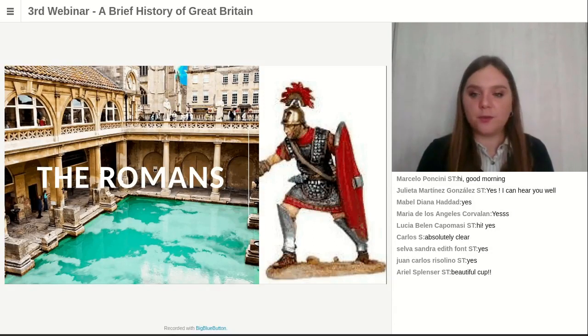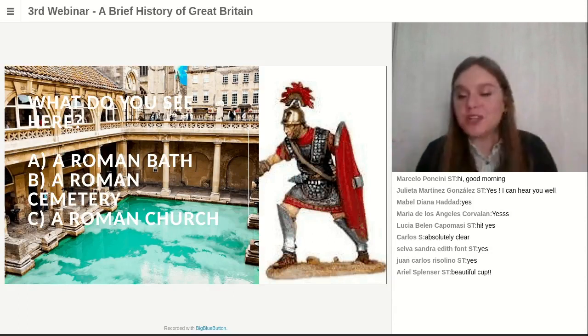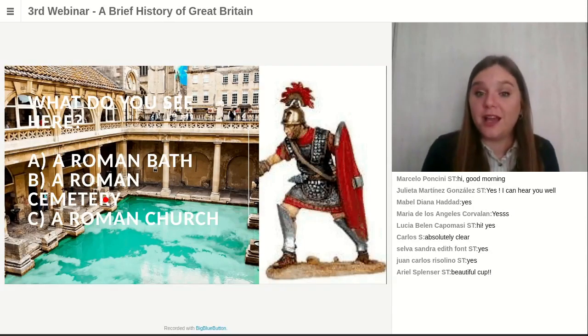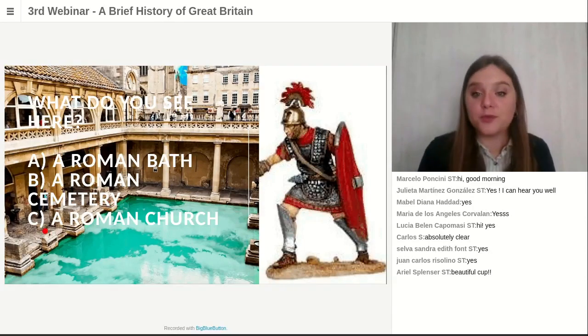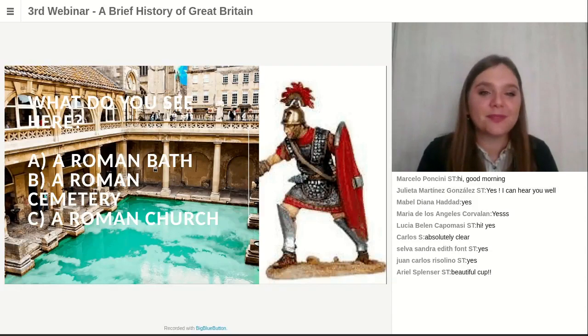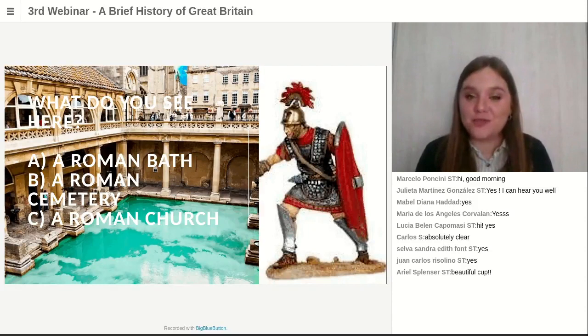Wait a moment, I'm moving the wrong slide. There we go. So here we have another trivia for you. The question is, what do you see here? And here we have option A, a Roman bath, option B, a Roman cemetery, option C, a Roman church. So I am going to create a poll and you are going to vote. A, Roman bath, B, Roman cemetery, and C, Roman church.